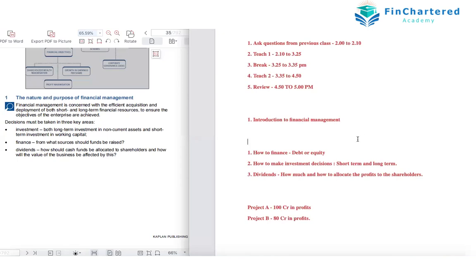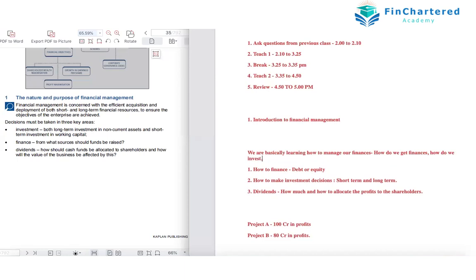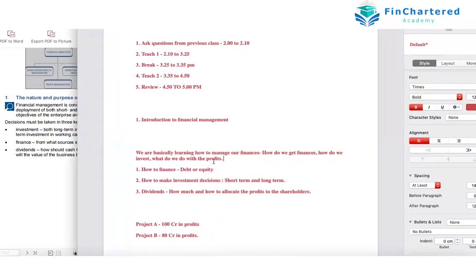Basically, we are learning how to manage our finances. How do we get finances, how do we invest, and what do we do with the profits. This is broadly what you are looking at in the FM paper, with which the introduction to financial management is done. Once something is done, I will mark it in green, meaning it is done, over.